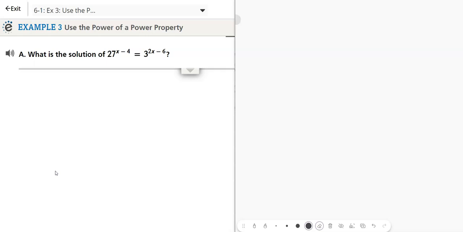All right, ladies and gentlemen, we are back. We are continuing with part 2 of 6.1, where we're going to look at examples 3 and 4. If you are in your student companion, you should be on pages 116 through 118. We're going to do a couple of practice problems as well, depending on time, but we have a couple of different examples to get through.